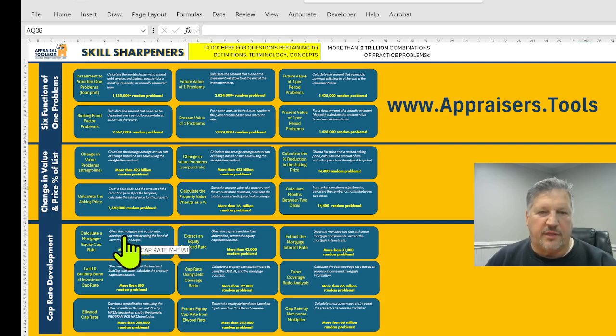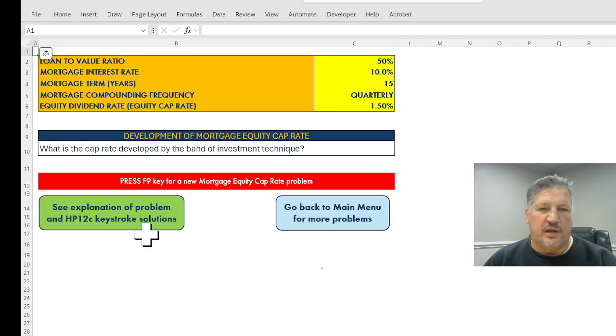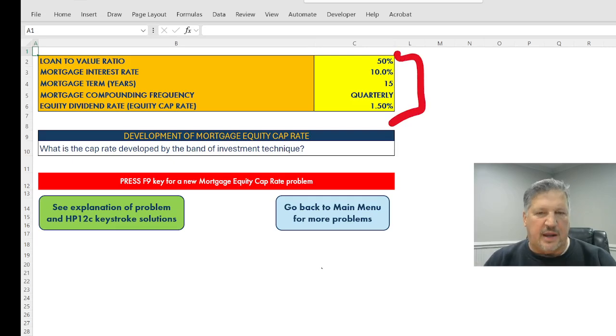And if we go ahead and click that, it's going to take us to a screen that has some inputs and some information, as well as a question about a cap rate you're asked to solve. Now, in this particular problem, you are given some variables or some information that is used to solve the cap rate by the mortgage equity technique. And you are asked, what is the band of investment technique cap rate?